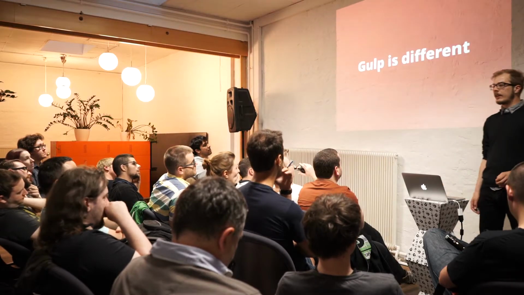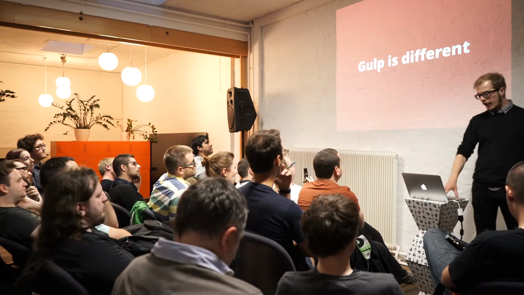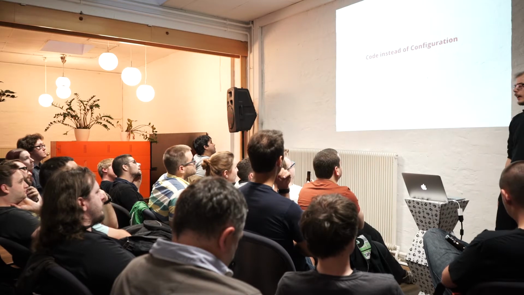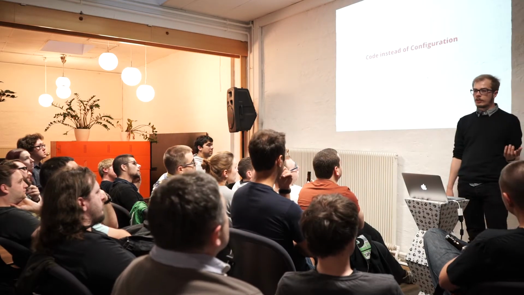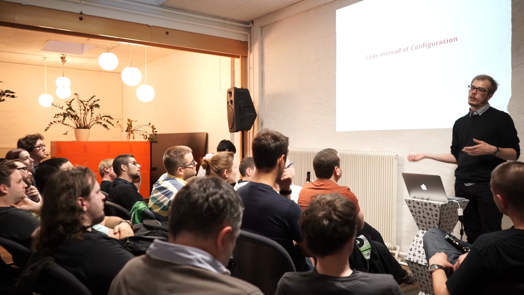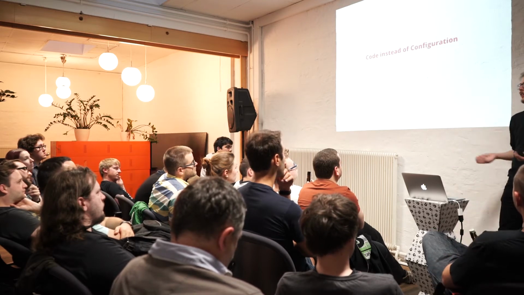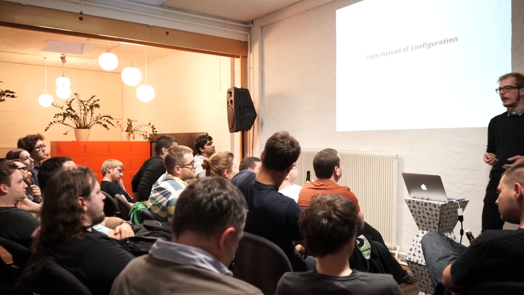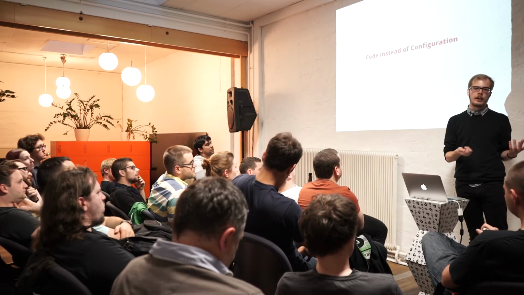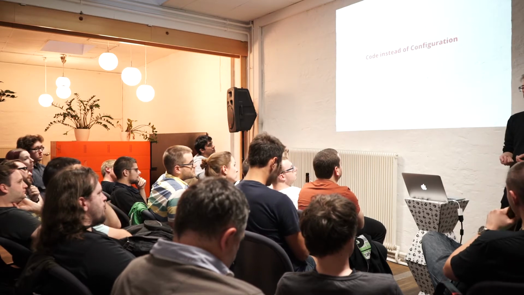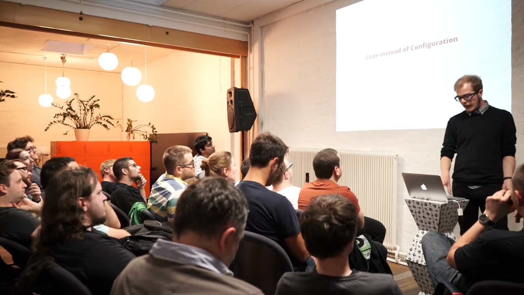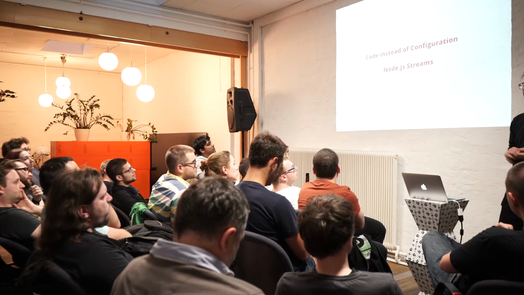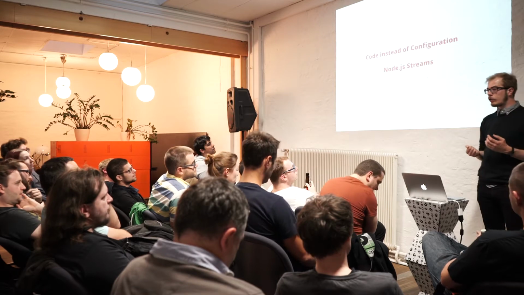But Gulp is a little bit different than, for example, Grunt, for two main reasons. The first is that Gulp uses code instead of configuration. In Ant or in Phing, for example, you have XML files, or in Grunt you define JavaScript objects to configure your tasks. But in Gulp, you just write JavaScript code. The second point is a lot more important, and I want to focus on that: Gulp uses Node.js streams.